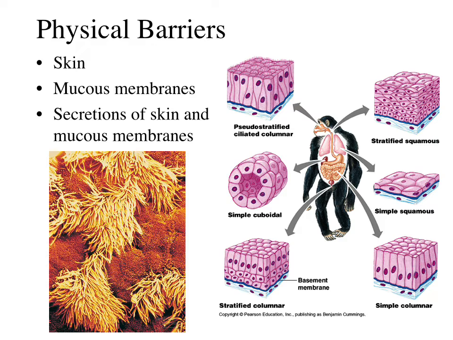The mucous membranes lining the nose, mouth, lungs, and urinary and digestive tracts provide another nonspecific barrier against potential pathogens.